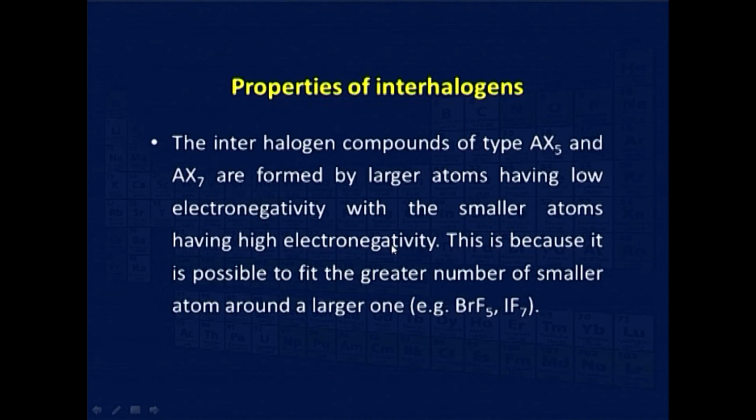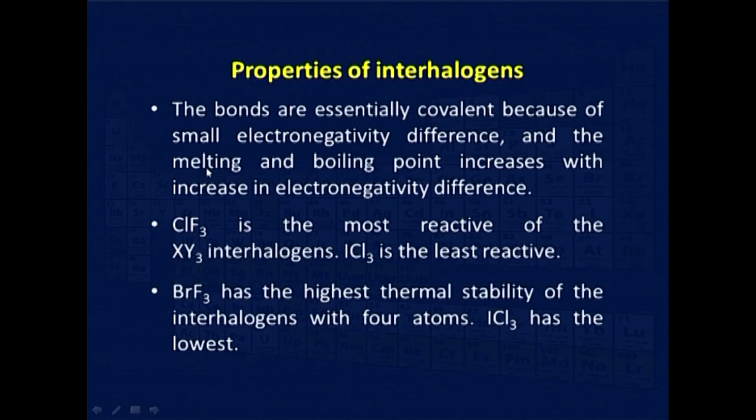It is because it is possible to fit a greater number of smaller atoms around a larger one. For example, bromine pentafluoride, iodine heptafluoride. The bonds are essentially covalent because of a small electronegativity difference, and the melting and boiling point increases with increase in electronegativity difference. Chlorine trifluoride is the most reactive of the XY3 type of interhalogens.